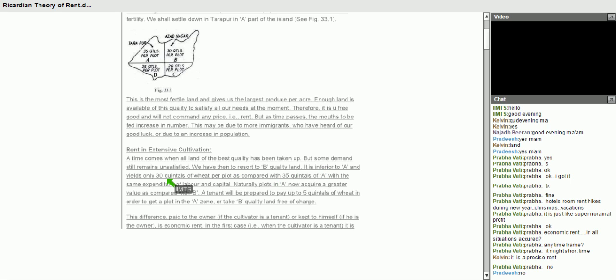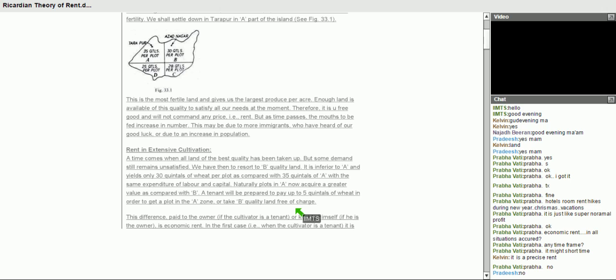It is inferior to A and yields only 30 quintals of wheat per plot as compared with 35 quintals of A. So now we are taking over A because A is now fully exhausted, fully occupied. So we now have to go to B. Naturally, plots in A now acquire a greater value as compared with B. So a tenant will be prepared to pay up to 5 quintals of wheat in order to get a plot in A zone or take B quality land free of charge. So this is the comparison.